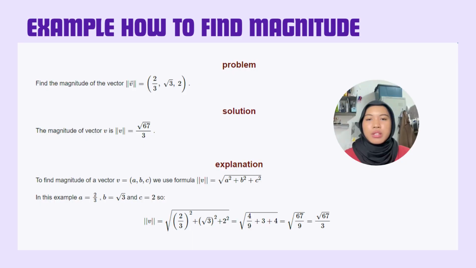Find the magnitude of the vector for the point 2/3, square root 3 and 2. To find the magnitude of these 3 points, you use the formula V equals the square root of A squared plus B squared plus C squared. In this example, A equals 2/3, B equals square root 3 and C equals 2. So this is the solution for the question.